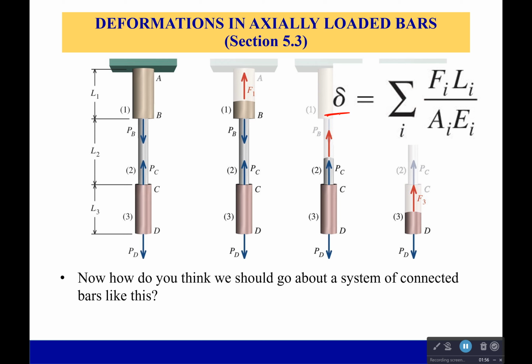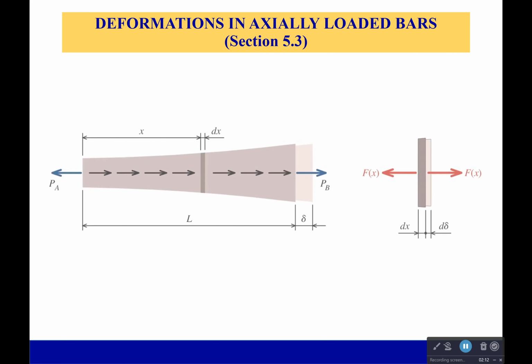Our elongation will simply be the sum of the elongation in each of the individual bars. So I calculate the elongation for this bar, and for this bar, and for this bar, and then I add them up, and I get my total elongation, or the elongation to a particular point. It's not going to be too bad.